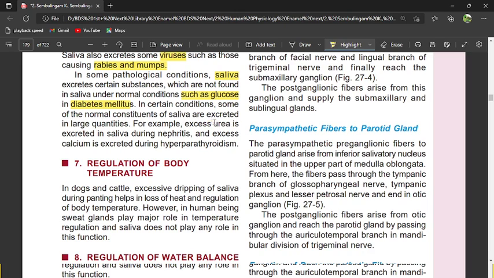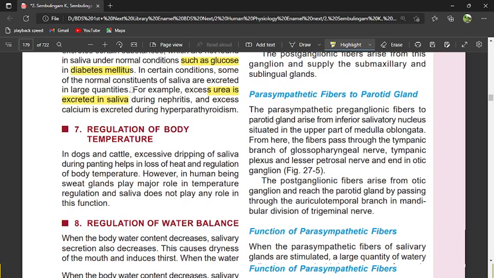For example, urea is excreted in saliva. Many times urea is also released in saliva. In which case? Nephritis. Nephritis means what, students? The inflammation of nephrons. Okay, and excess calcium is also secreted if the patient is having hyperthyroidism. So if you do a saliva test also, you may come to know whether the patient is having hyperthyroidism or not. You come to know whether the patient has sugar or not, whether he has nephritis or not.